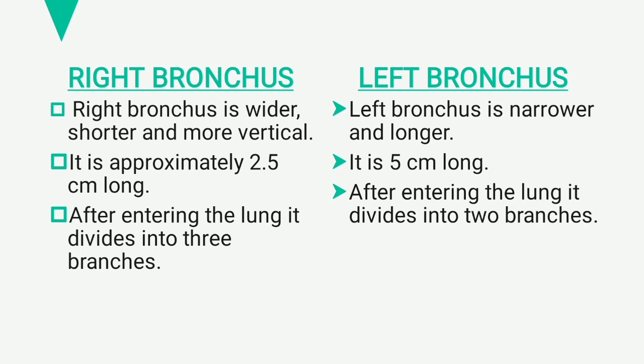The difference between right bronchus and left bronchus. Right bronchus is wider, shorter and more vertical, whereas left bronchus is narrower and longer. Right bronchus is 2.5 cm long and left is 5 cm long. So left is double long than right bronchus. After entering the lung, right bronchus divides into 3 branches and left bronchus divides into 2 branches.